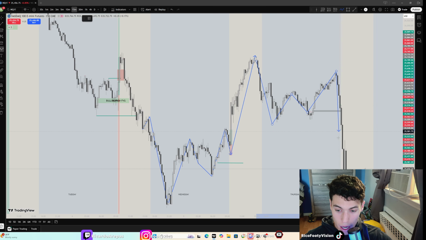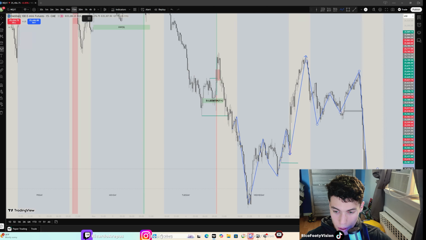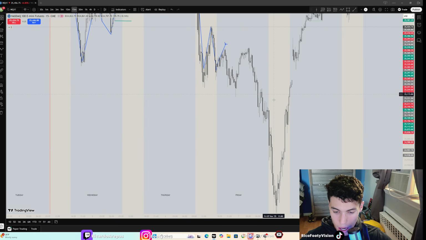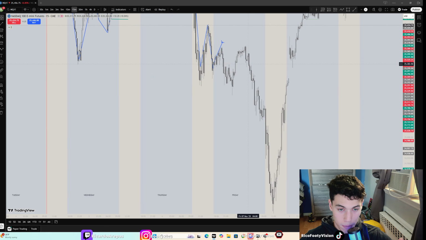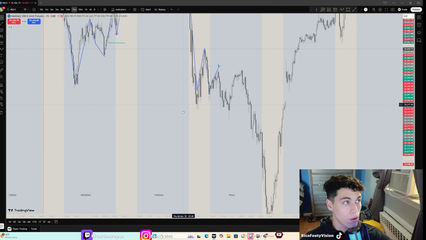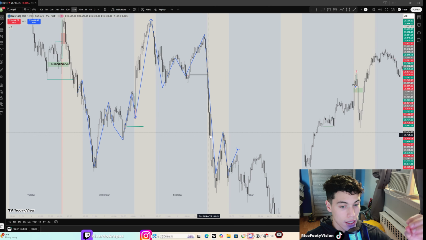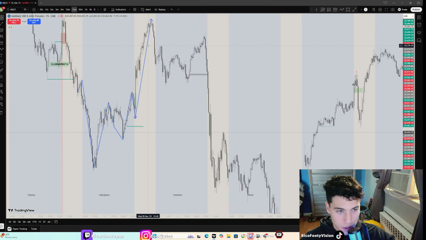And then we make a lower high. And then boom, we make a lower low, lower high. Probably a lower low, right? Lower low, lower low, lower high, lower low. And then you see how the market always shows you where the trend is going to go. You just need to find an entry model with these trends, right?